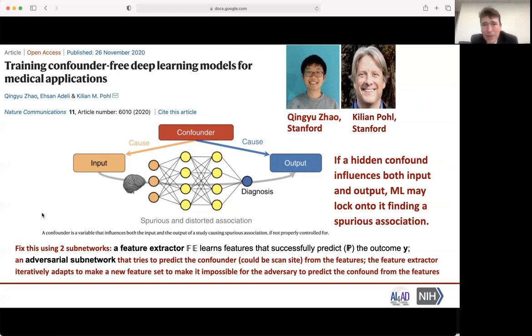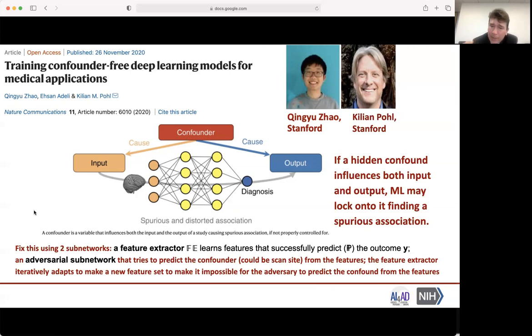So what Qingyu Zhao and Kilian Pohl advised to do is to learn features that not only successfully predict an outcome, it might be Alzheimer's diagnosis, but also use an adversarial subnetwork in the deep learning approach that tries to predict the confounder. So we've already mentioned that the confounder might be the site where the patient was scanned, or it could be their age or sex. It could be features that are not relevant to the diagnosis and can get in the way.